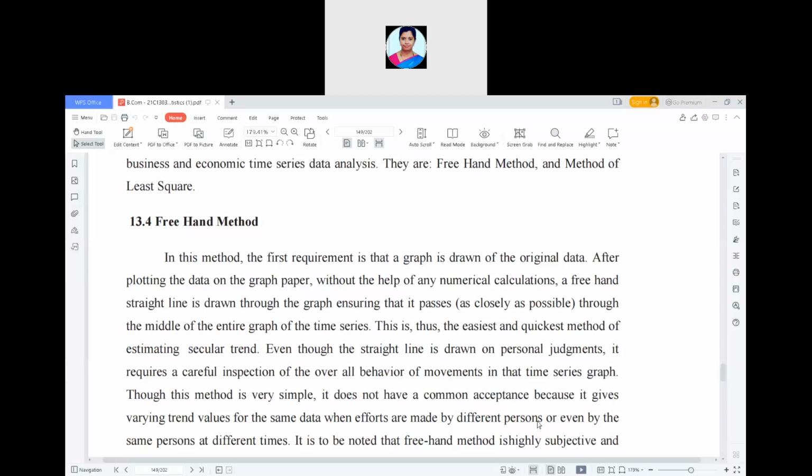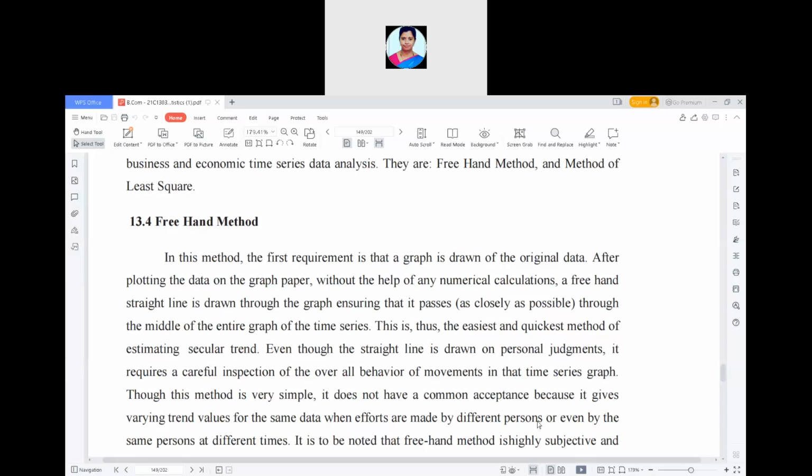Here we are going to draw the graph on graph paper using the data given to us, which are numerical collections. Freehand, we are going to draw a straight line in the graph that passes through the middle of the entire graph of the time series. So here we have the procedure to draw the straight line trend.